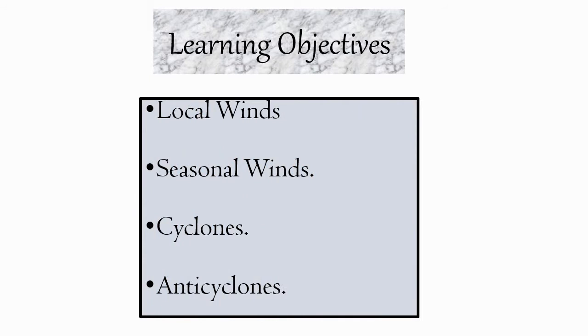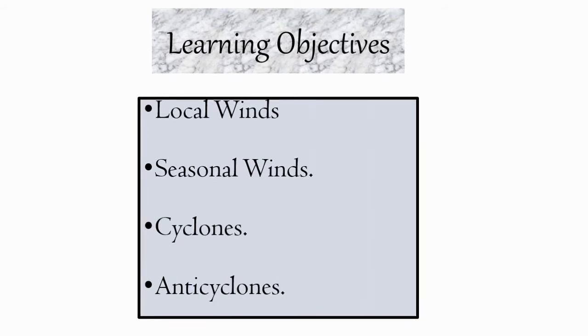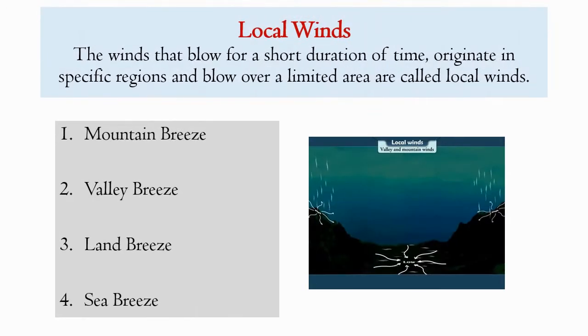In today's video, we are going to learn the remaining two types of winds, which are local winds and seasonal winds. We are also going to learn cyclones and anticyclones. Now let us move to the second type of wind, that is local winds.